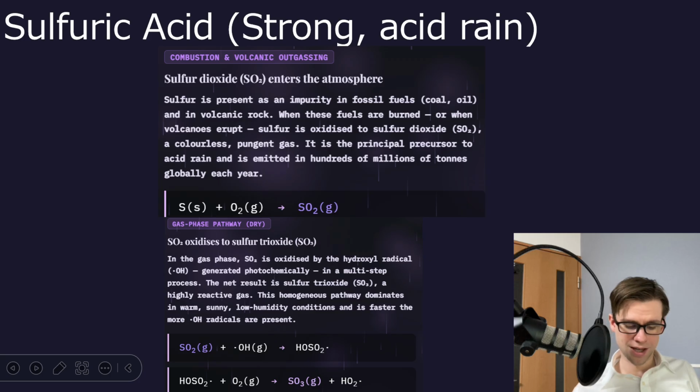So the key equation: S solid plus O2 goes to SO2. Next, several things can happen, but SO2 can oxidize to sulfur trioxide. In most textbooks, it will just show SO2 reacting with oxygen, O2, but the process turns out, I think, to be more complicated. It will react with hydroxyl radicals as well, make some weird radical species in the middle, and eventually SO2 will be converted to SO3. I'm not really going to go into detail on that because it's more advanced than we need to know.